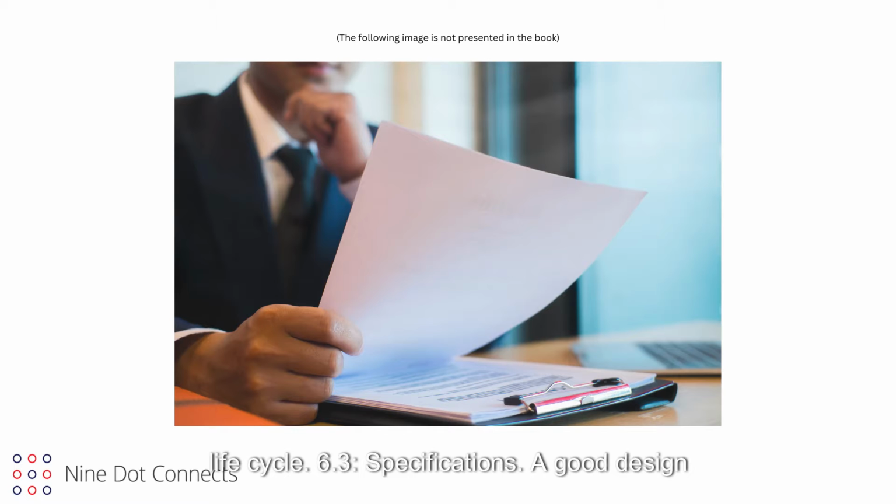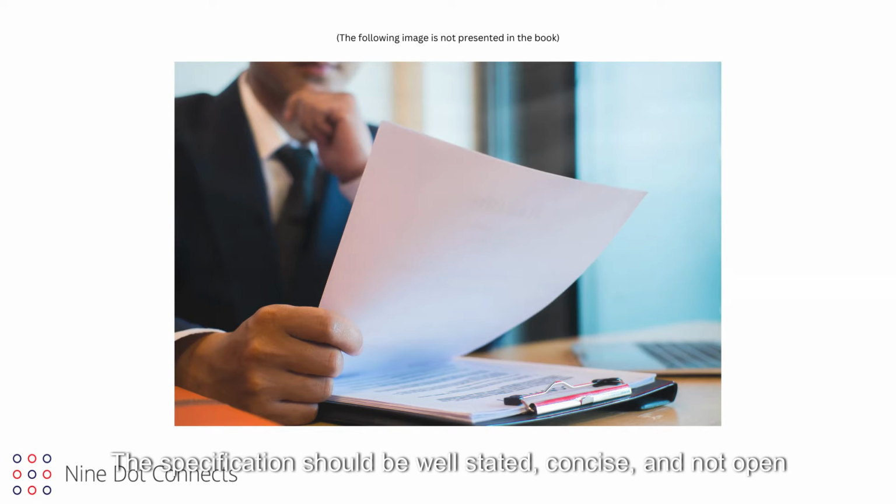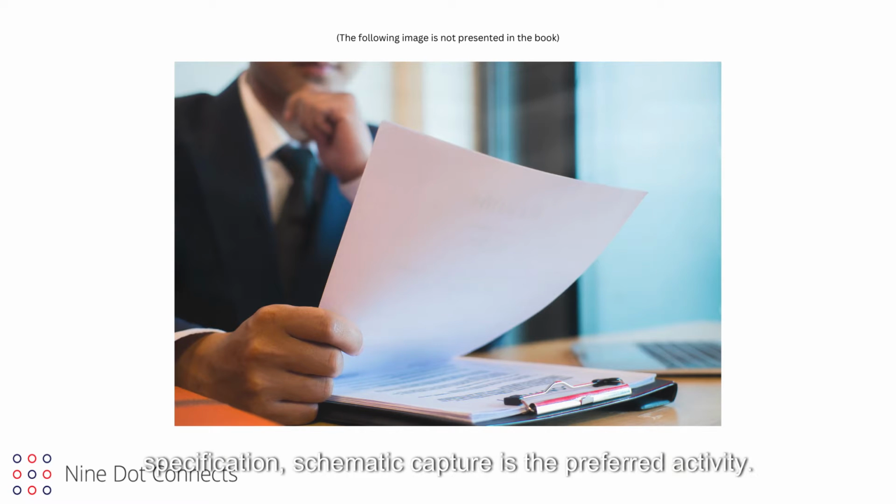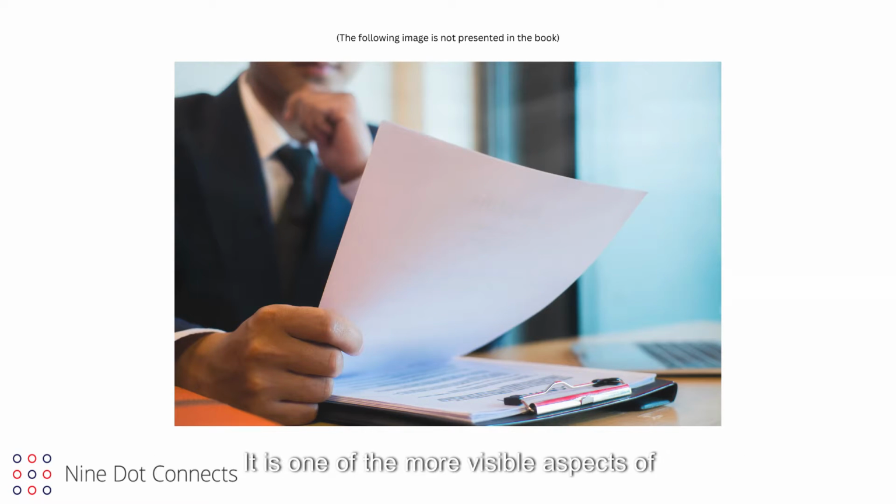6.3. Specifications. A good design starts with a specification. From the requirements that are flowed down, detailed specification documents need to be written with the concepts presented in the previous chapter. These specifications should be well stated, concise, and not open to interpretation. In addition to what the general requirements are, the specification needs to include details that are very specific to the PCB development. For most designers, if given a choice between drawing schematics or writing a specification, schematic capture is the preferred activity. It is one of the more visible aspects of the project.